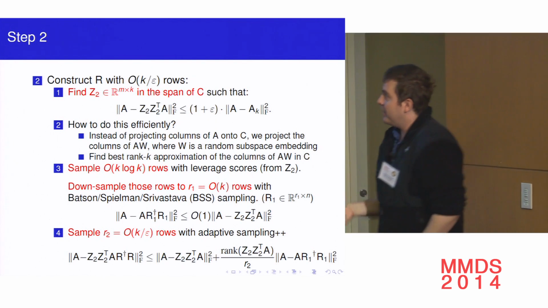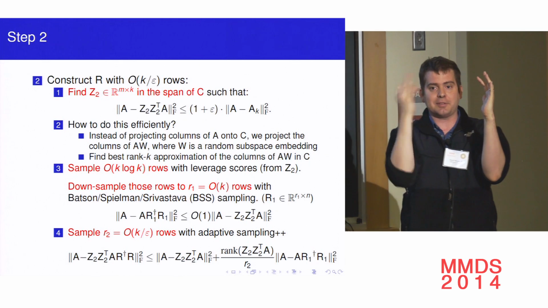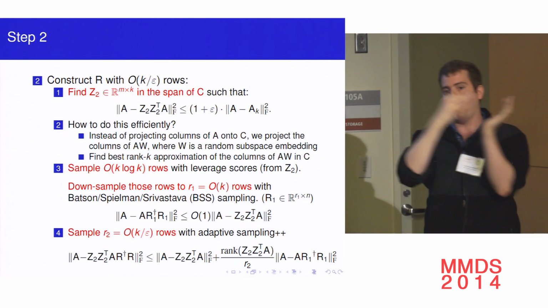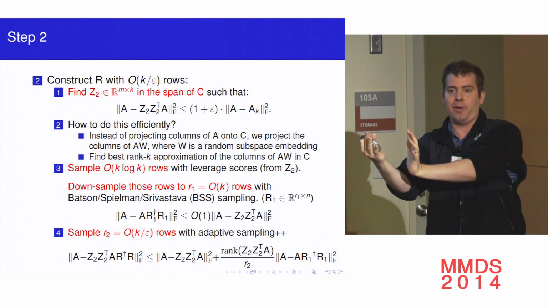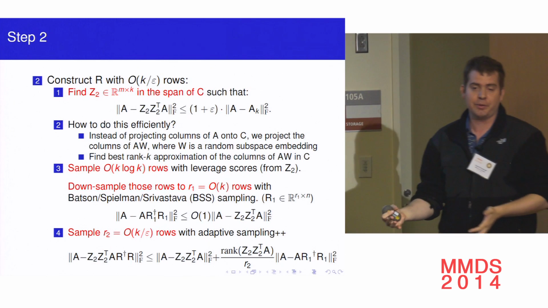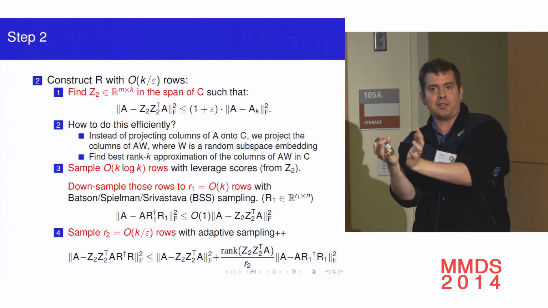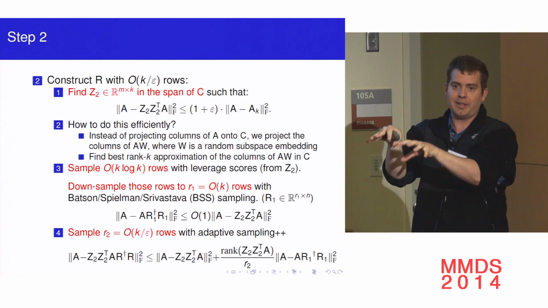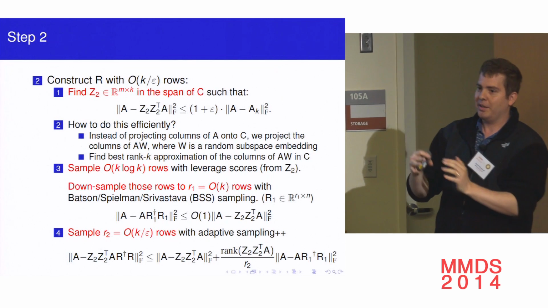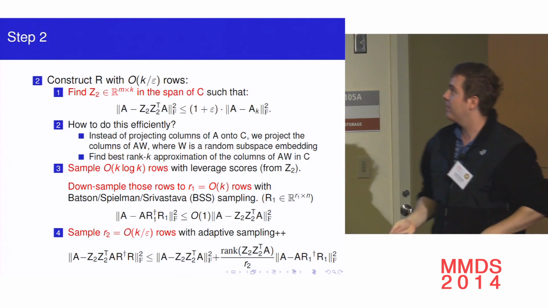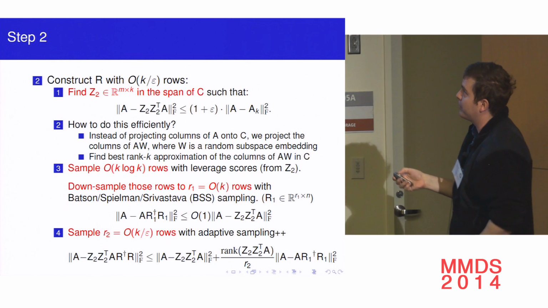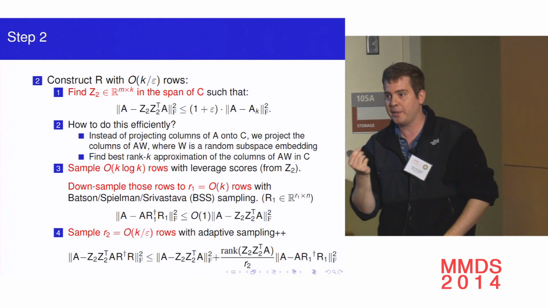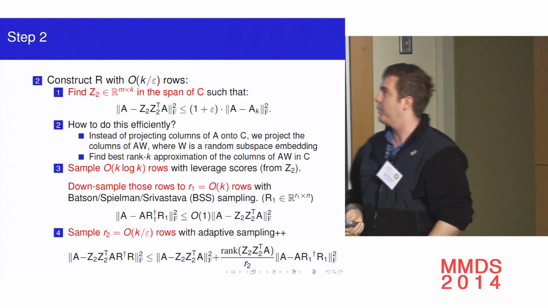So what we do instead is we take these n columns and we take a small number of random linear combinations of them. And we instead project those onto this k over epsilon dimensional space in R^m. And that's much easier to do. Now they're all projected onto this k over epsilon dimensional space, and now we find the best rank k approximation to those projected points inside of that space. So instead of using all the points, we take random linear combinations of those points. And that's how we're able to find this Z2 efficiently, this good k-dimensional subspace inside of the columns that we've chosen.